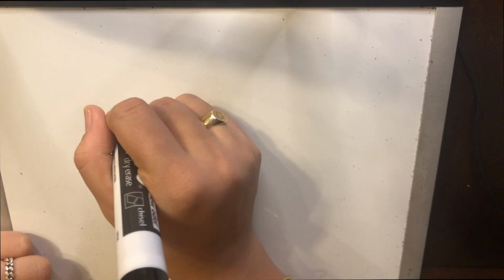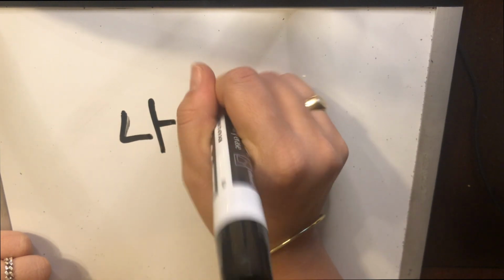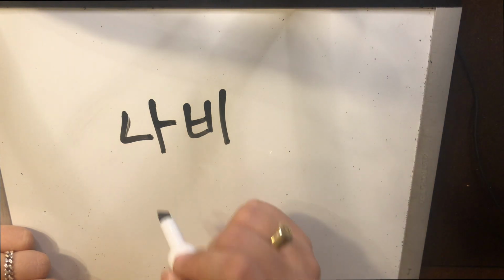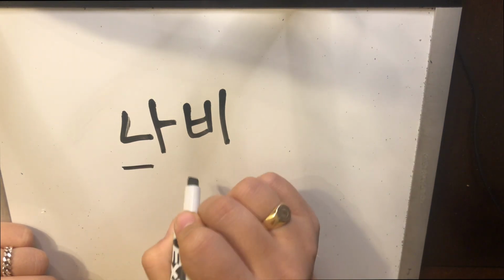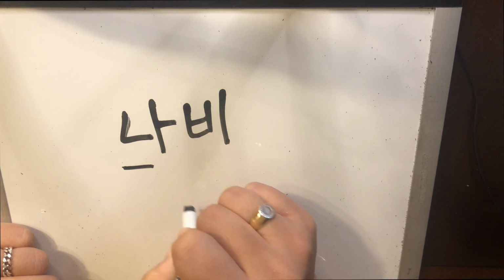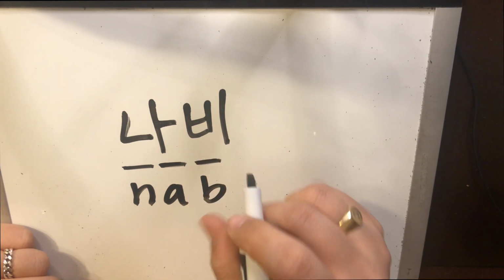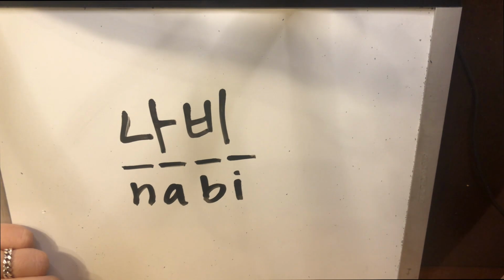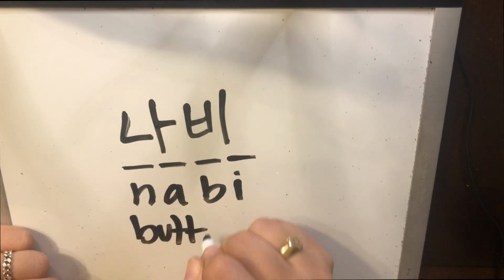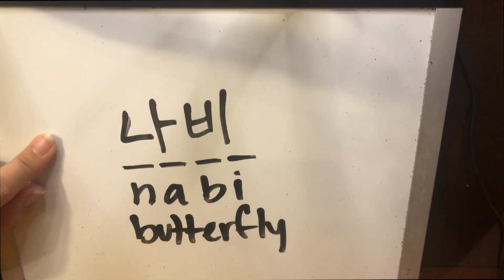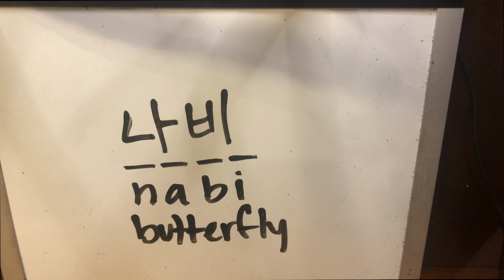Let's do another word. This is nieun, makes an N sound. Piup, makes a B sound. E, nabi, which means butterfly. Pretty simple, right? So as long as you guys memorize the alphabet, then you'll be able to basically read any Korean word that is out there. Obviously, we did not go into compound vowels today, but we will in another video.